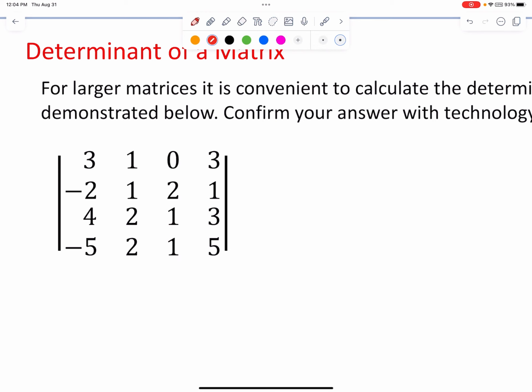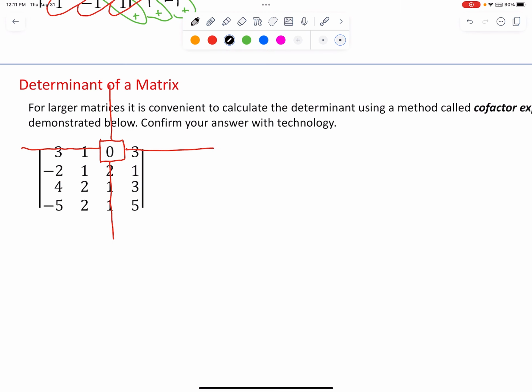You begin by targeting the first entry in that column. So I'm going to put a box around what I'm targeting. And then, just like you're looking through the crosshairs of a gun, you'd cross out the row and column that 0 is in. Okay, so we put the number that we're targeting, which is 0, and we multiply it by the determinant of the 3 by 3 matrix that's not currently crossed out. So writing these entries down, it's -2, 1, 1, 4, 2, 3, and -5, 2, 5.